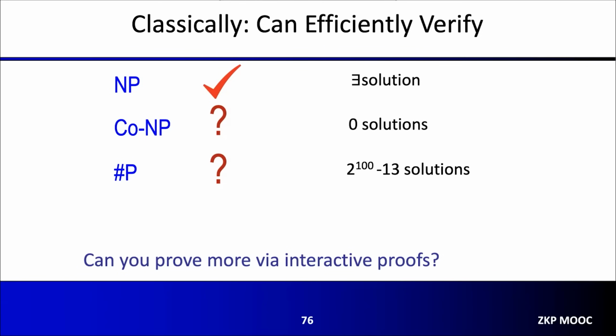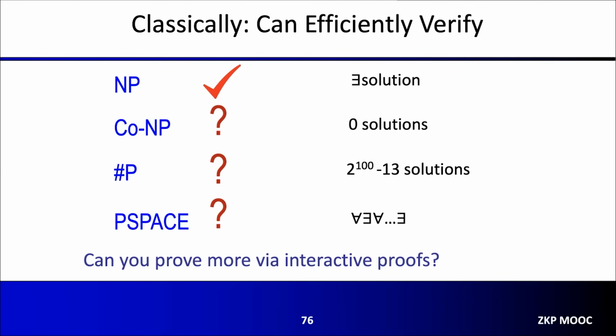That's an NP statement. There exist no solutions, that's a co-NP statement. There are exactly 37 correct solutions, that's what's called a #P statement. We don't know how to convince a verifier of that efficiently using an NP proof.